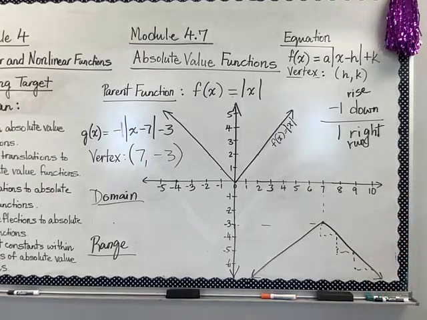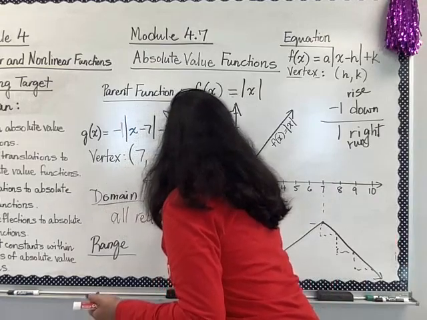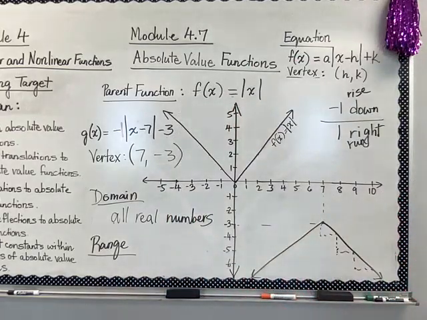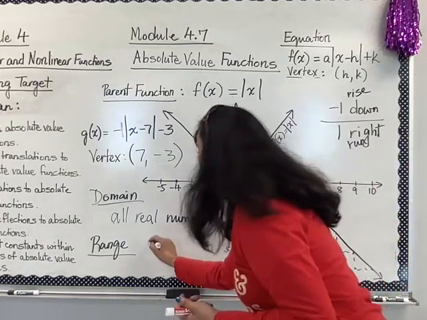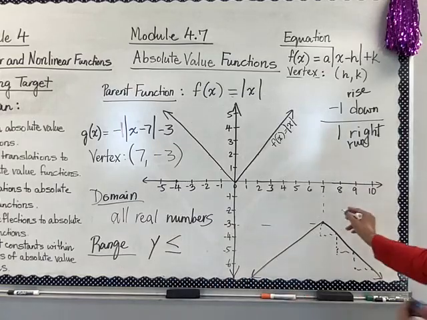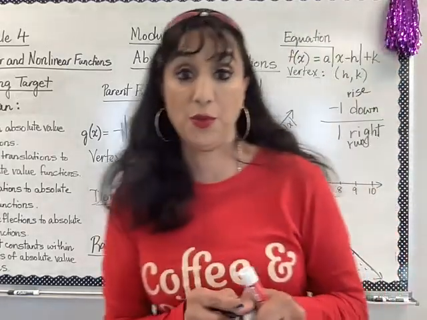So let's look at the domain. The domain is all real numbers. Then let's look at the range, and I need to look at what the highest point is over here. My highest point is -3. So therefore my range is y is less than or equal to negative 3. Everything less than that is going to be the range, which is the output.